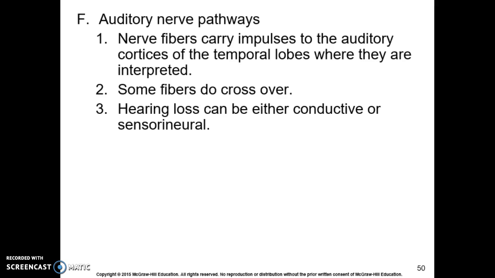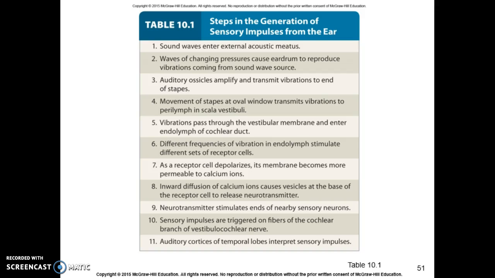The nerves are going to carry the signal to our temporal lobes for interpretation. Some fibers do cross over, so again, we talked about this a lot, where the right side does a lot for the left and the left does a lot for the right in the brain. When we have hearing loss, there are really two different sorts: either what we call conductive, meaning that the sound waves can't get from the outside to the inside, or sensory neural, meaning that there's some problem with either those little sensory receptors or the nerve that's attached to the cochlea.